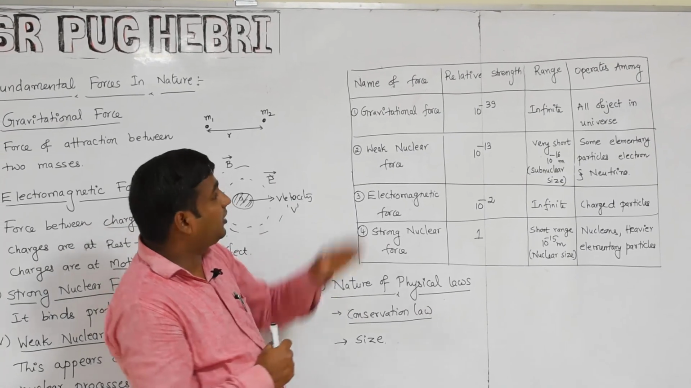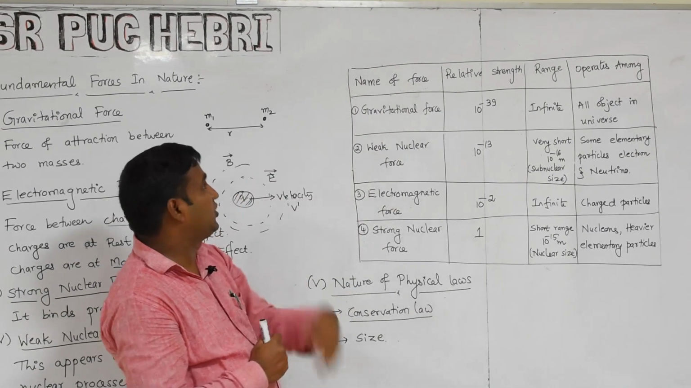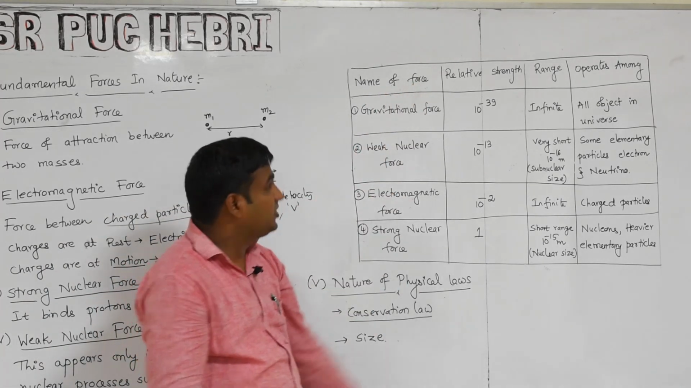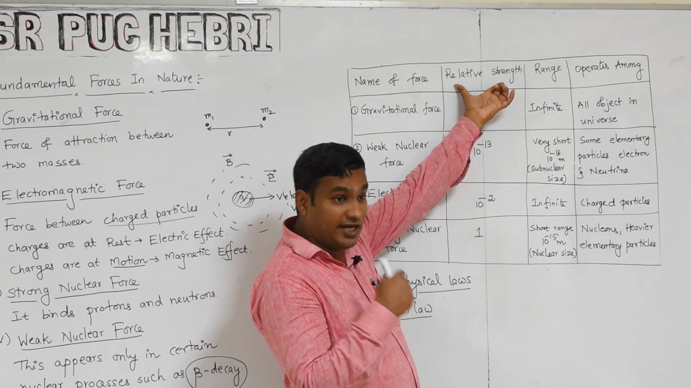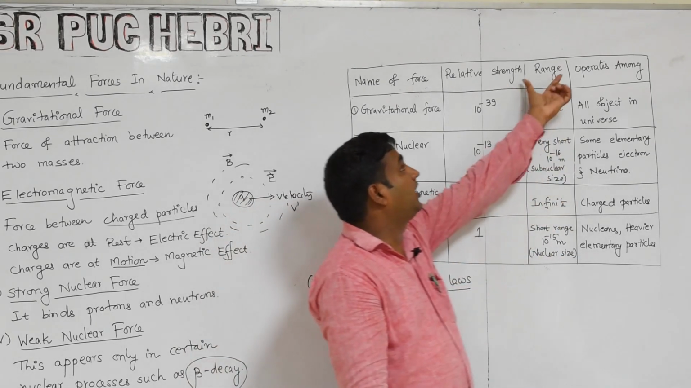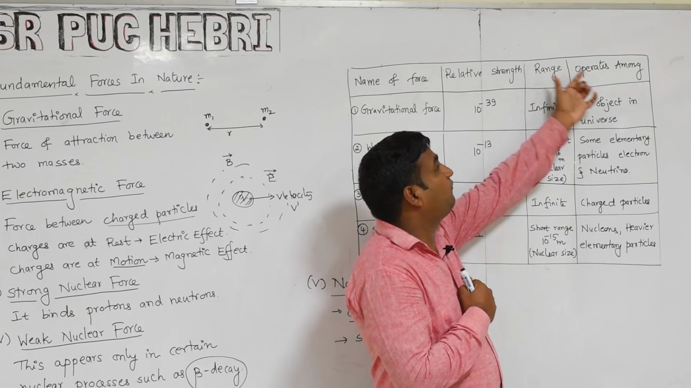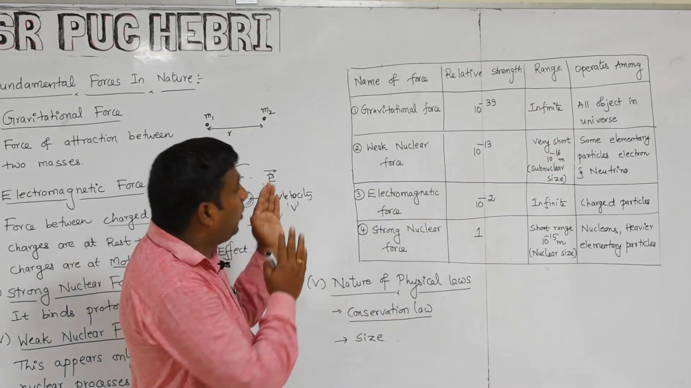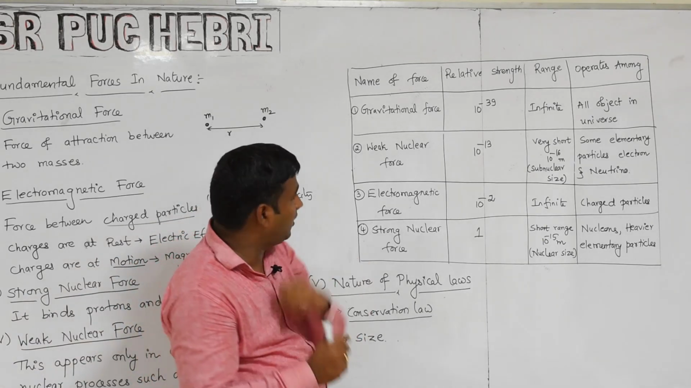in nature. I consider columns here. In the first column, I consider the name of the force. In the second, I take its relative strength, the third one is range, and the fourth one is operates among. And again we consider all the 4 fundamental forces one by one.